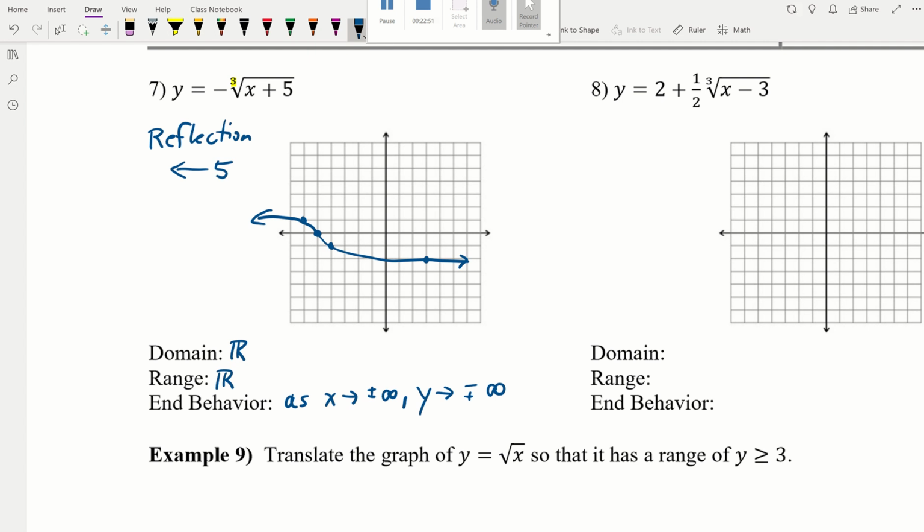So really you can kind of think about this as if you're always writing, as x approaches plus or minus infinity, if there's no reflection, y is going to approach plus or minus infinity. If there is a reflection, then those signs just flip.